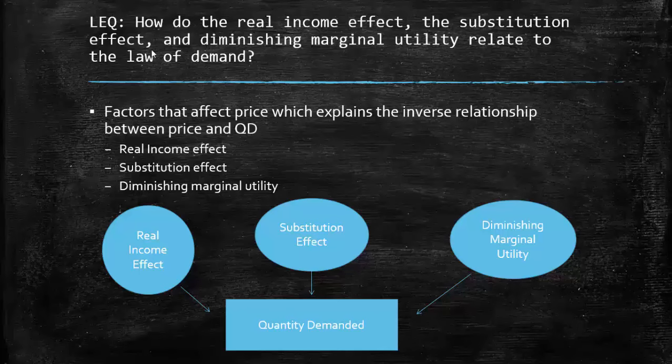So there are 3 factors that affect the price, which explains the inverse relationship between price and quantity demanded. Again, there are 3 factors that explain why price impacts quantity demanded. These 3 factors are the real income effect, substitution effect, and diminishing marginal utility. So think about all of the reasons in the world that price could go up or down. They can be quantified by these 3 factors: real income effect, substitution effect, and diminishing marginal utility. And we're talking about quantity demanded here.